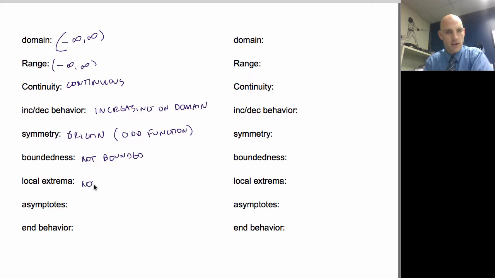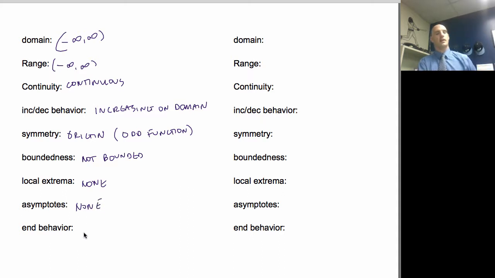Local extrema, none. This is not a case where I have hills or valleys, okay? This just continues to go up and down. How am I going to know if I have local extrema? Well, you're going to have a part that's increasing, and then a part that's decreasing, and then a part that's increasing, and then a part that's decreasing. That change, where it goes from increasing to decreasing, that's going to tell you I have a maxima. If it goes from decreasing to increasing, that's where you know you're going to have a minima. Asymptotes, none.